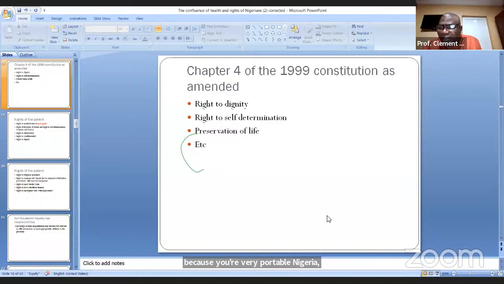Maybe the doctor gave euthanasia. In Nigeria today, euthanasia is an offense. Mercy killing, you cannot do that. But abroad, in some countries, euthanasia is allowed. In Nigeria, it is not allowed. So there's the right to self-determination. You can refuse treatment, for example. Nobody can force you to come and take any treatment. Okay? That's self-determination, preservation of life. All right?